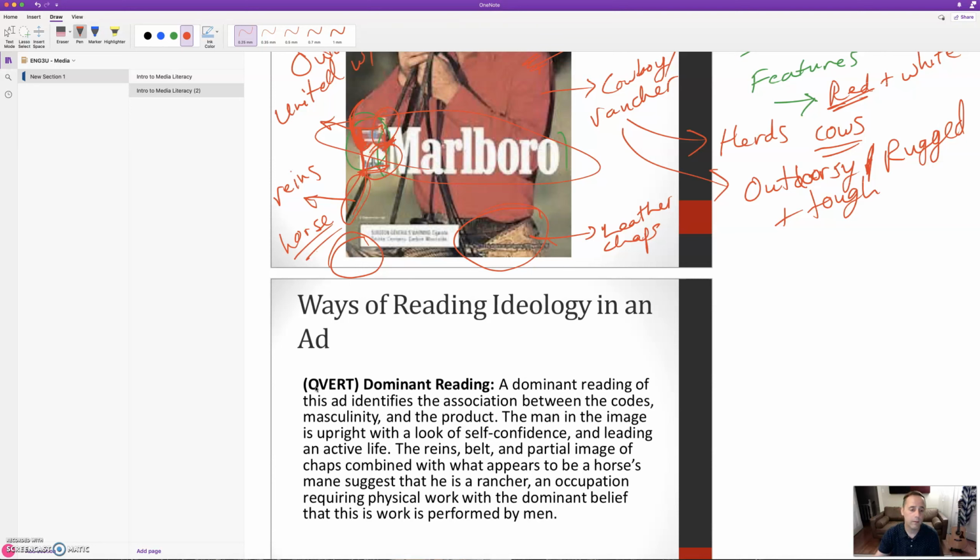All right, let's put all this together, and there's a little reading exercise here of this particular ad. So let's think about what's the dominant or overt reading here. A dominant reading of this ad identifies the association between the codes, masculinity, and the product, right? Colors and the font and everything, and the image setting. Masculinity, that's the main ideological concept, and the product. The man in the image is upright, a look of self-confidence, and he's leading an active life because it's a very outdoorsy and physically demanding job.